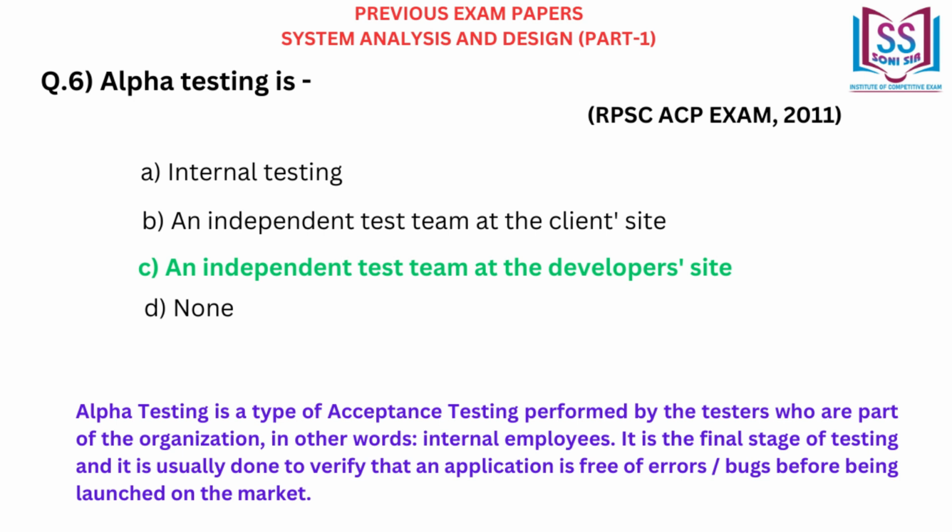Alpha testing is a type of acceptance testing performed by the testers who are part of the organization, in other words, internal employees. It is the final stage of testing, and it is usually done to verify that an application is free of errors and bugs before being launched on the market.